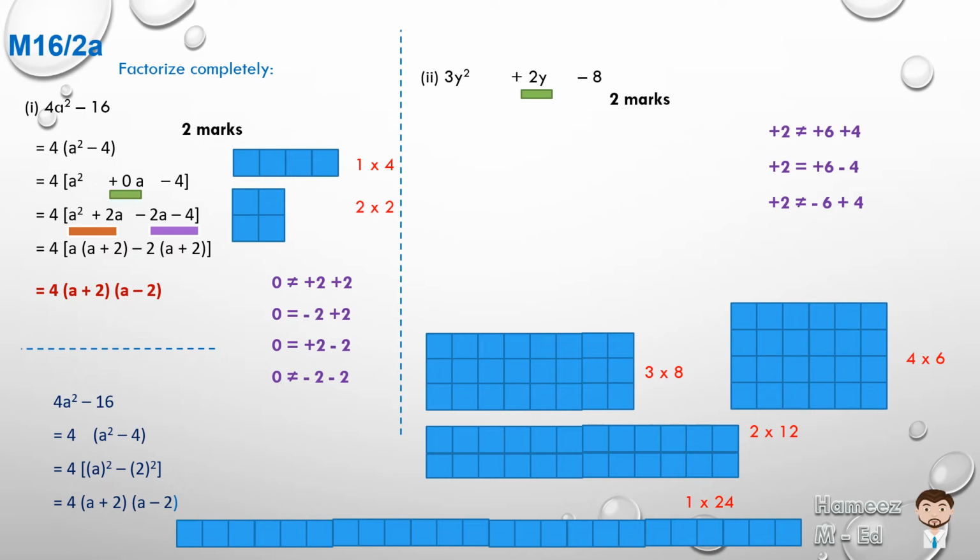And let's try a fourth way. Let's put both signs as negative. Minus 6 minus 4, that's minus 10. So plus 2 is not equal to that. As such, as only one equal sign, the second one, let's use that.